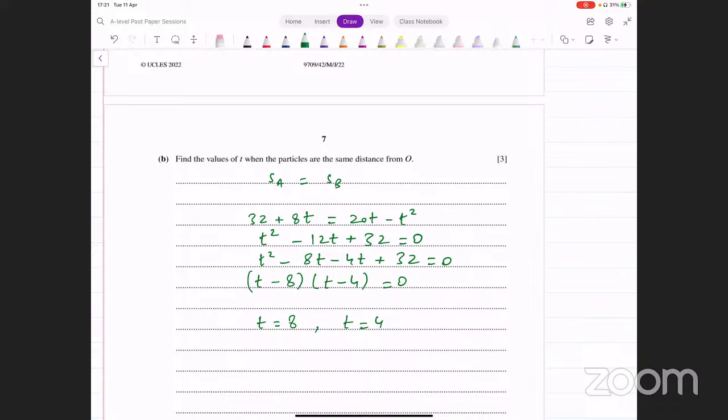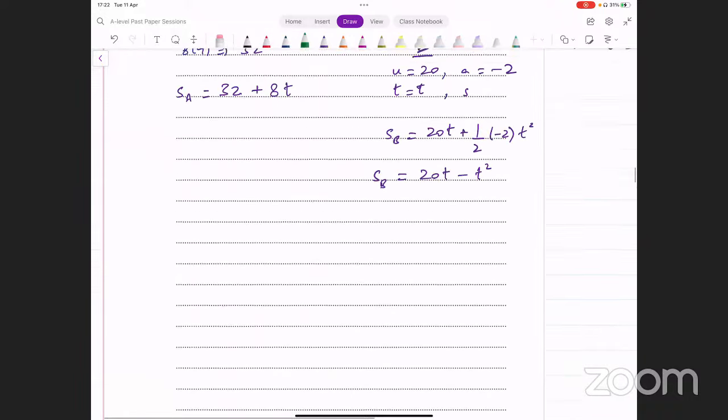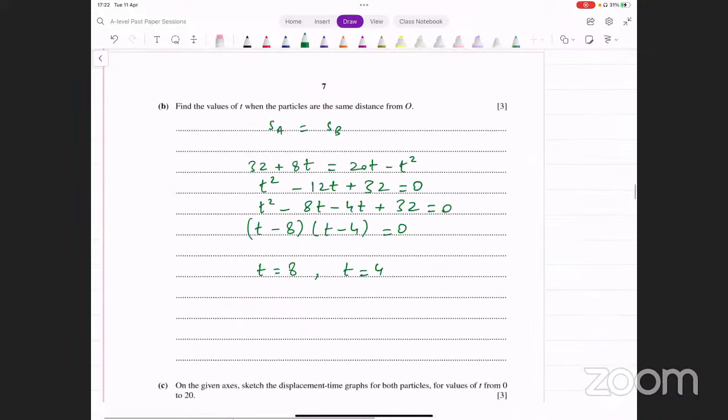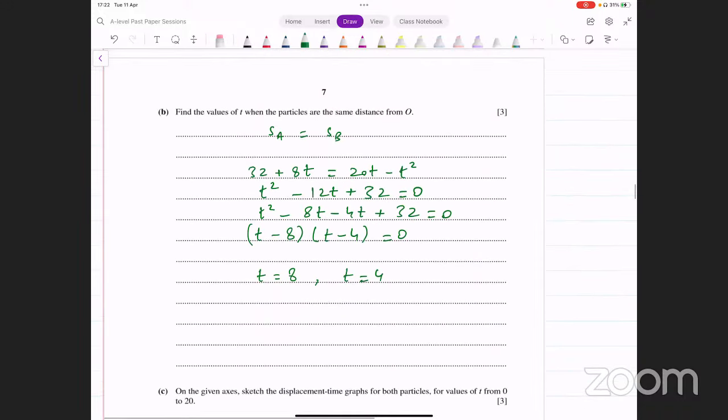Now, this was much more straightforward as compared to the first part. But if you were not able to do the first part, then the second part would end up being incorrect as well. You might just get the method marks, but not full marks for this. So this is part B of this question.